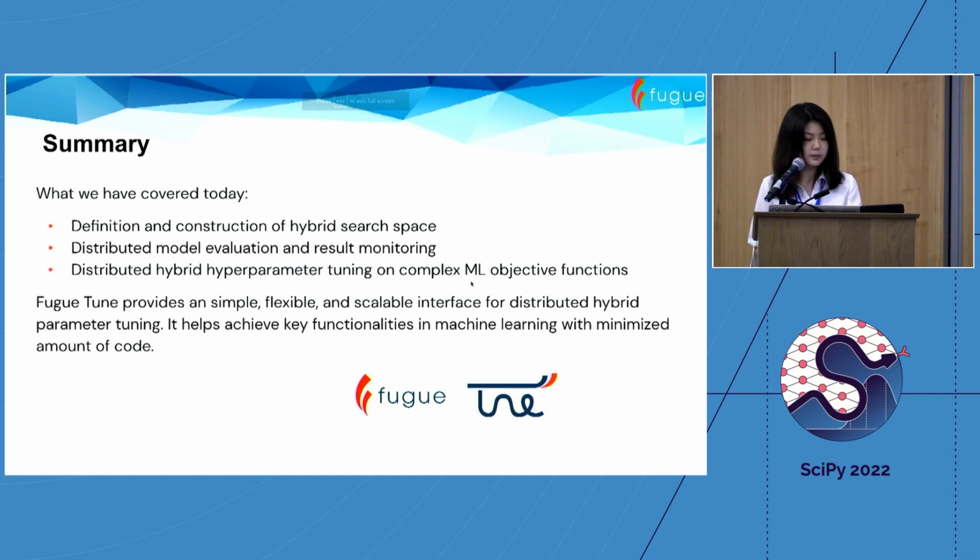So to summarize today's presentation, we have covered 3 major parts of distributed hybrid hyperparameter tuning: the definition and construction of a hybrid search space, the distributed model evaluation and result monitoring, and lastly, how to apply everything to a general and complex machine learning objective. I hope you are excited to try this out on your own machine learning problem.